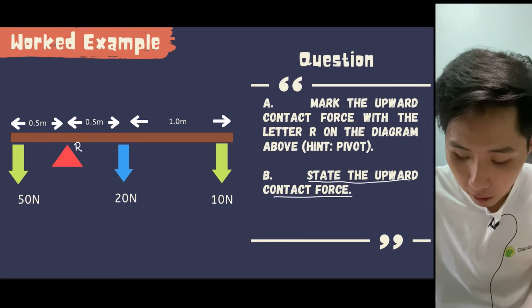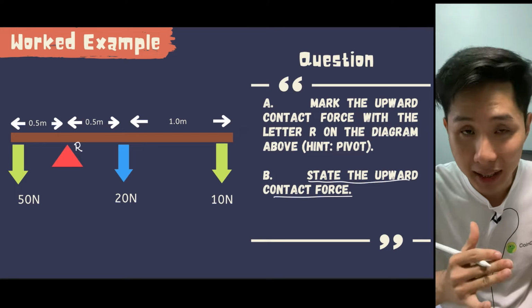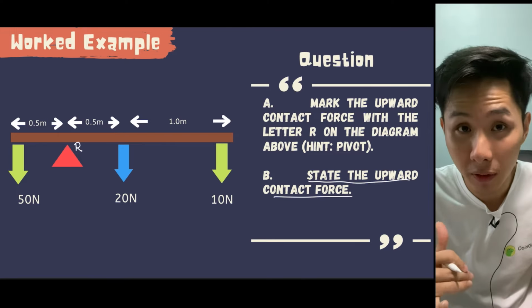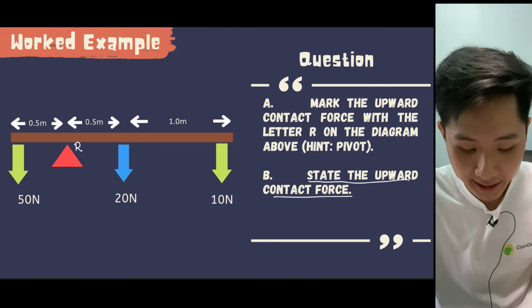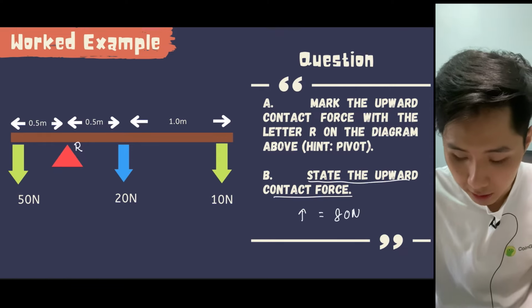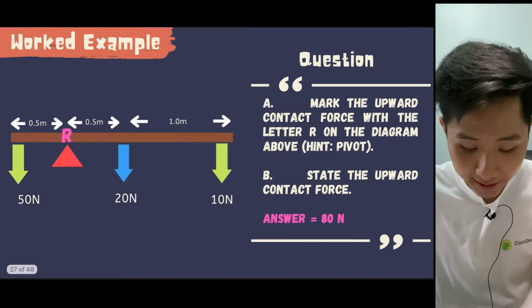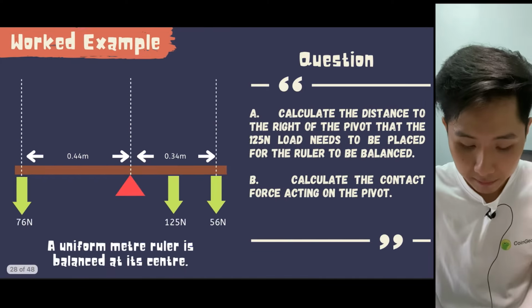And follow-up question, state the upward contact force. Because we know the theory, downward force has to be equal to upward force. Therefore, my upward contact force here is going to be equal to 80 Newton, which is the total downward force that we calculated. And that's about it, 80 Newton.